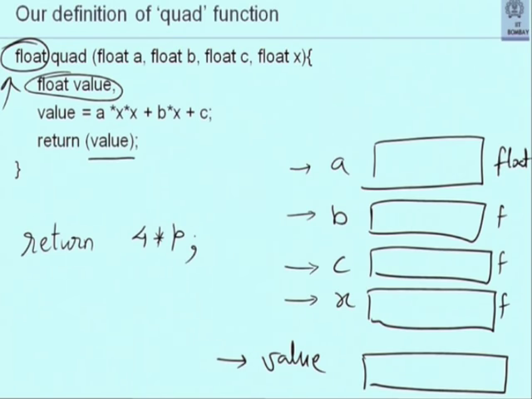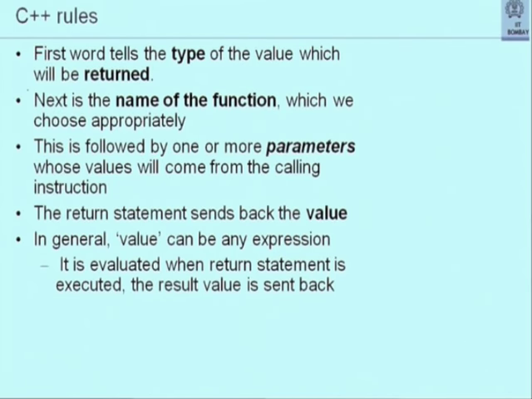So it is very vital that every function name of my choice is preceded by the definition of the return value. That's why the function is called a float function, int function, or char function. These are the rules. You can read them later, but just to glance over them. The first word in the function definition is the type of the value which will be returned. So I say float.